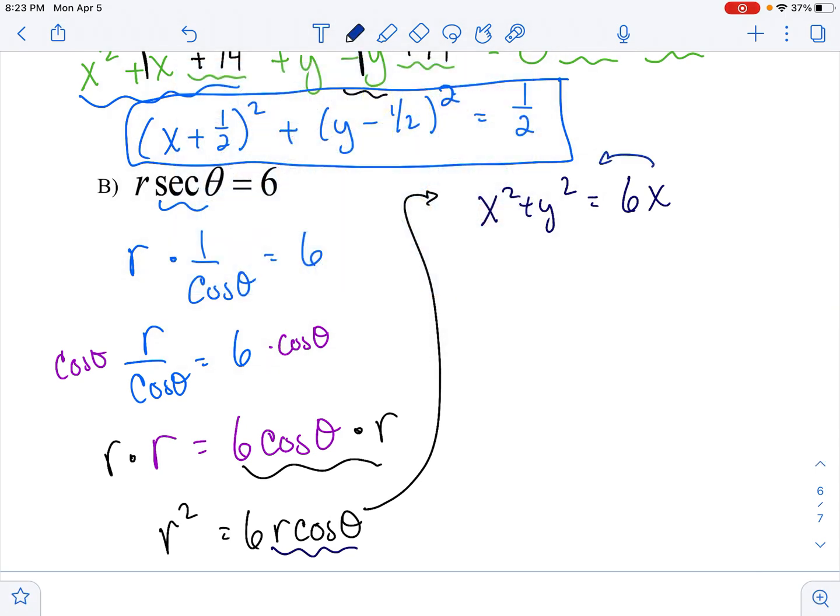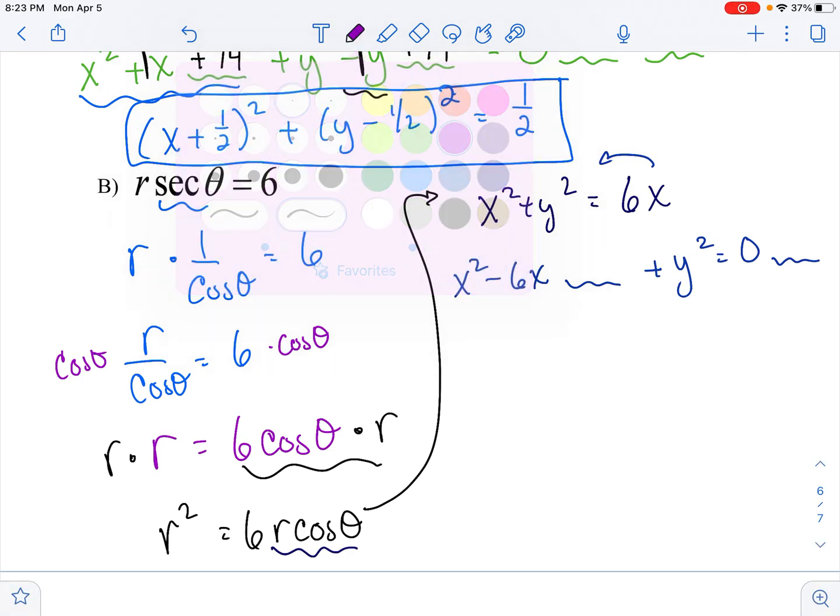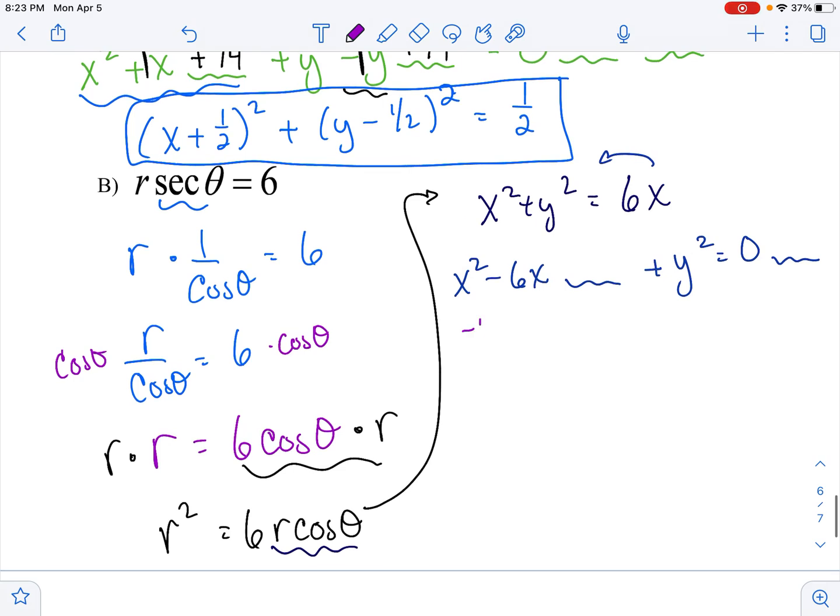Okay, so again, we want to get everything on one side, and we want to complete the square. So that gives me x squared minus 6x, and again, I'm going to leave a little blank, plus y squared equals 0. I don't have to complete the square with the y squared because there was no just plain old y. So I'm only going to have to add what I put in to the x's to the other side. So remember, we take that -6, cut it in half, and square it. -6 cut in half is -3, squared is 9. So I'm going to have to add 9 to both sides.